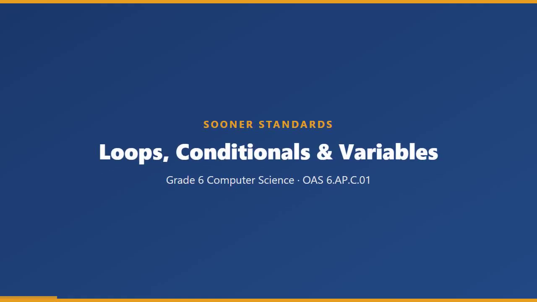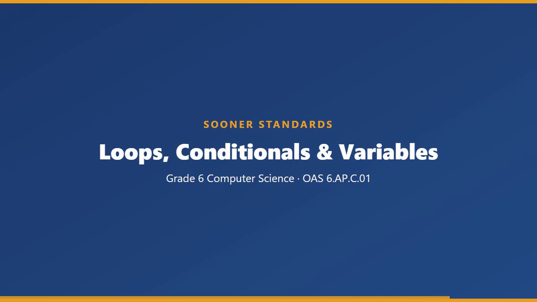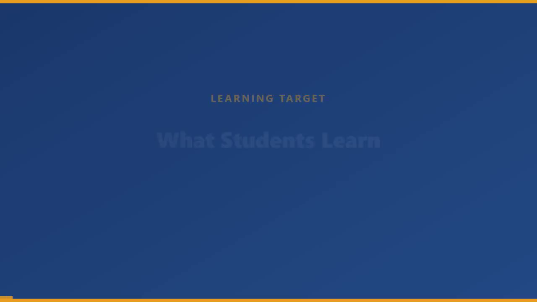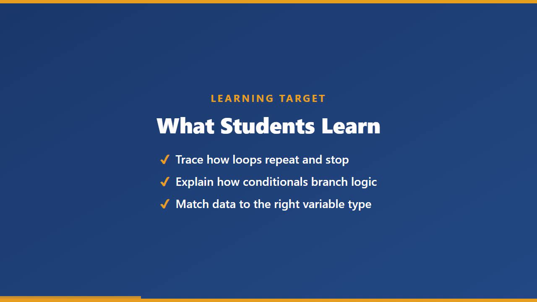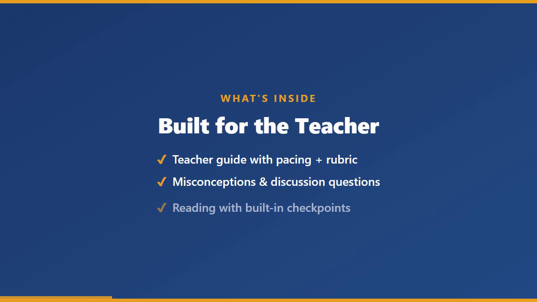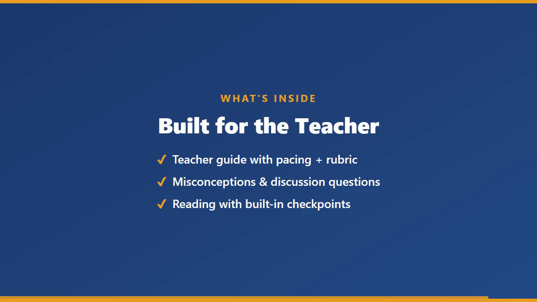From Sooner Standards, Programming with Repetition, Conditionals, and Variables, a complete Grade 6 computer science unit for Oklahoma Standard 6APC01. Students learn to develop programs that combine repetition, conditionals, and the manipulation of variables representing different data types. Inside, a full teacher guide with pacing, misconceptions, and a scoring rubric, plus a content lesson with built-in comprehension checkpoints.